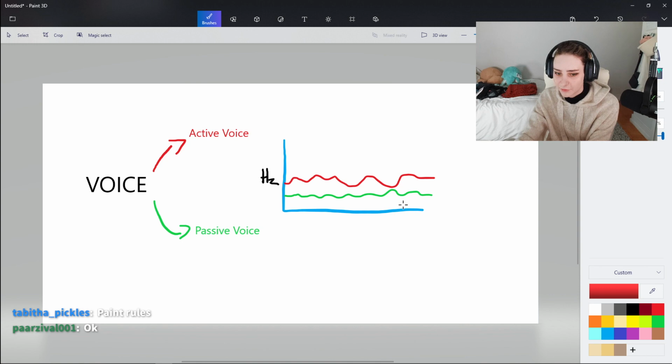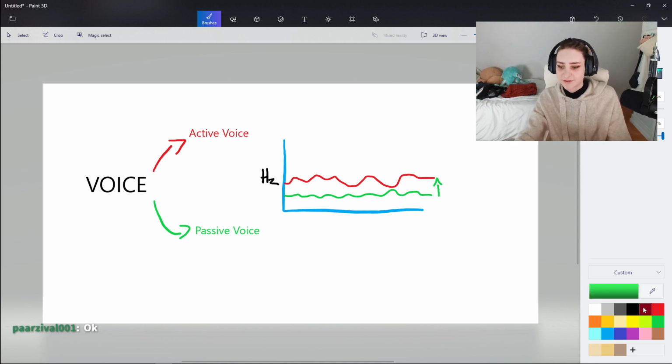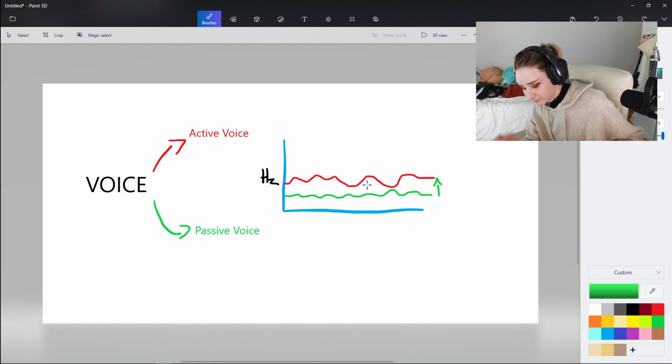And the goal is to raise this voice and have them become one and the same, essentially, or as close as you can get them. So the goal is to have this be your active voice, but your passive voice is just like here. It's never going to be as good, but you want your passive voice to be closer.